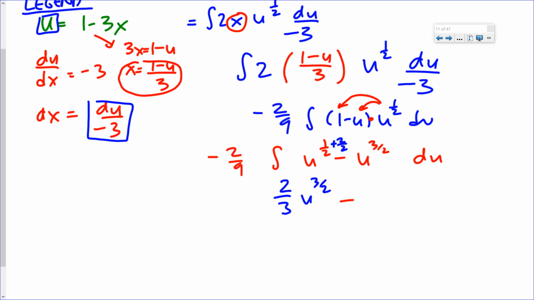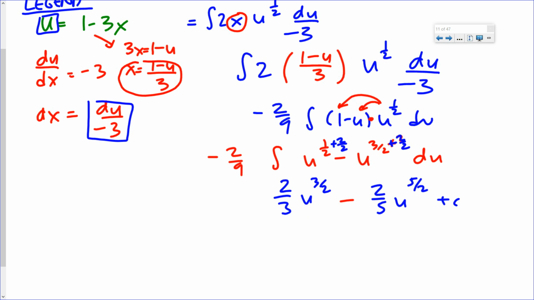This here I'm going to add 1. Let me do it in a different color. I'm going to add 1, so my new exponent is 5/2. So I divide by 5/2. If you divide by 5/2, you're really multiplying by what? 2/5. So this will be 2/5 u to the 5/2.